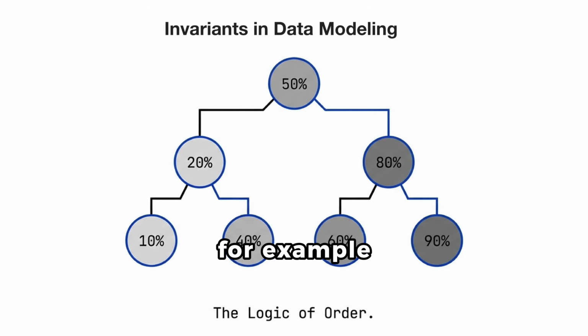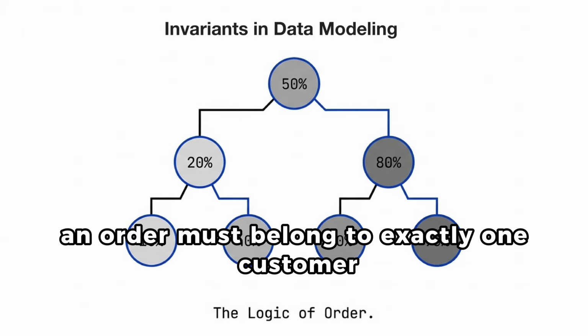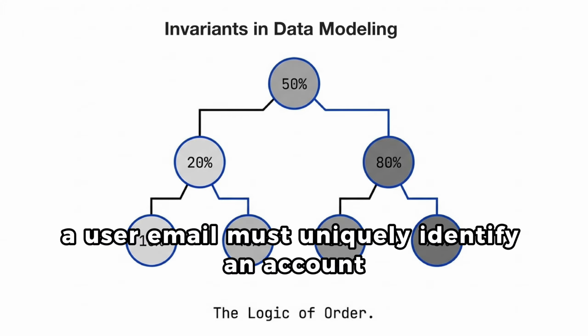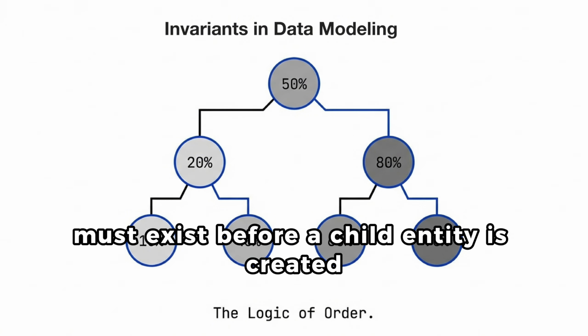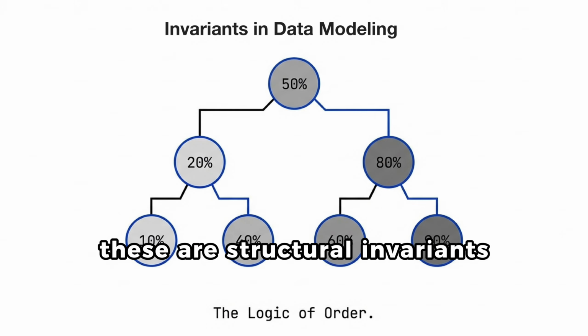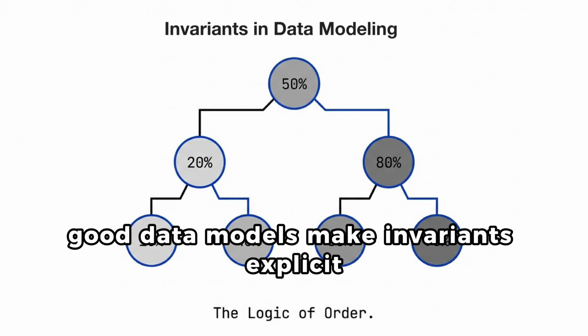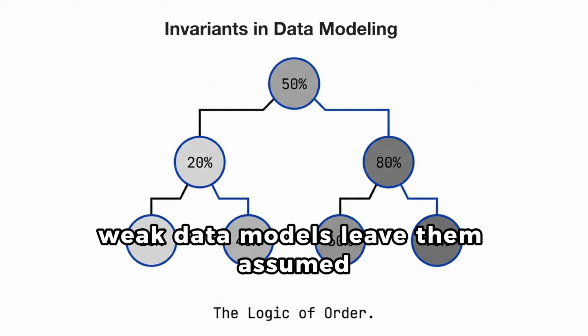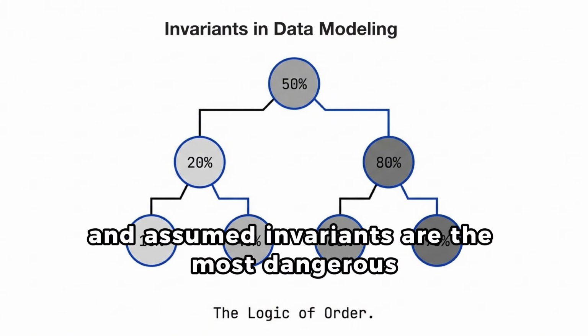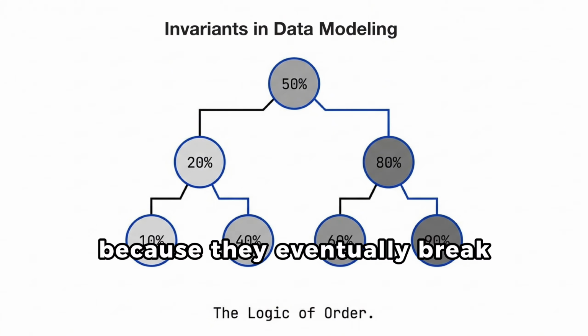In data modeling, invariants are often implicit. For example, an order must belong to exactly one customer. A user email must uniquely identify an account. A parent entity must exist before a child entity is created. These are structural invariants. They define the semantic integrity of the model. Good data models make invariants explicit. Weak data models leave them assumed. And assumed invariants are the most dangerous, because they eventually break.